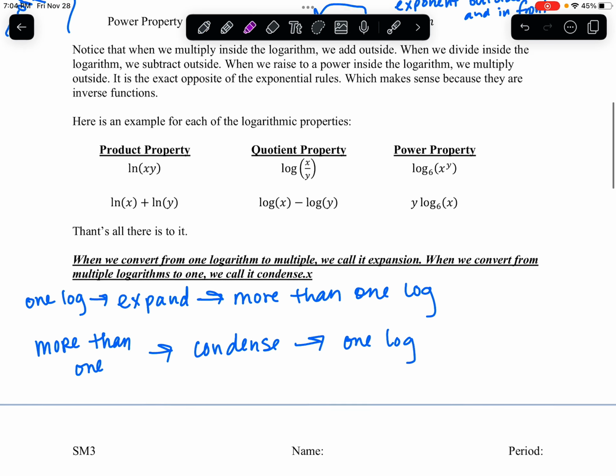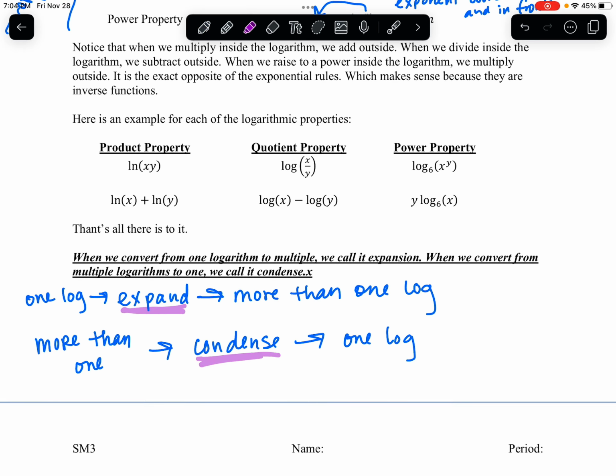I'm going to take my highlighter so I know the difference. Please put that in there. Oftentimes I get students who will see one log and then they do some weird voodoo and they still only have one log in the end. But chances are, if it comes to expanding and condensing, if you see one log, you're going to end with more than one. If you see more than one, I want you to end with only one. Okay? The end.